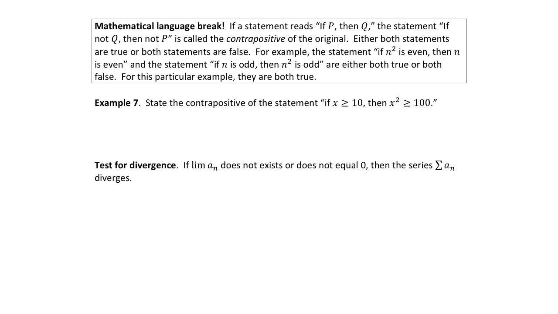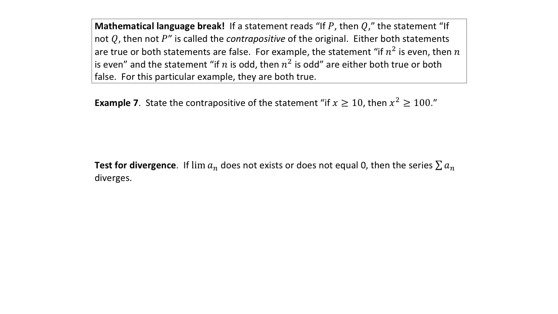All right, little mathematical language break. If we say if P then Q, and you hear this all the time, if I lose 50 pounds, then I'm going to take a trip to Hawaii. The statement, if not Q, then not P, is called the contrapositive of the original. So I said, if I lose 50 pounds, then I'll go to Hawaii. Well, I'm going to move the Hawaii business to the front and say that doesn't happen. If I don't go to Hawaii, then I didn't lose 50 pounds. That's kind of sad. But you can get a sense that those two feel like they're saying the same thing.